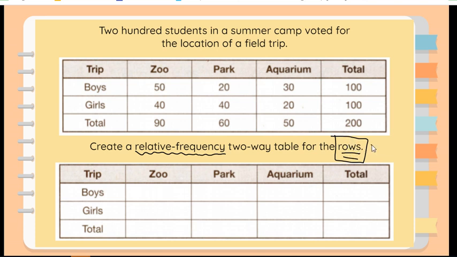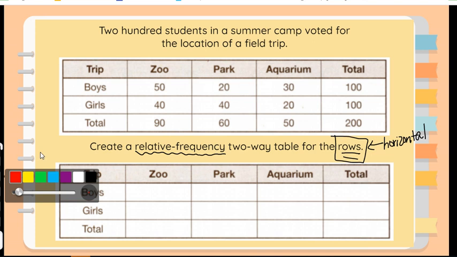So which direction do rows go? Rows go horizontal. All right, so we have a row for boys, we have a row for girls, and we have a row for total. So when you're doing this one, I always like to just block off everything else and do it one row at a time. So I'm going to start with red for the boys. All right, so I'm going to do the boys row in red.